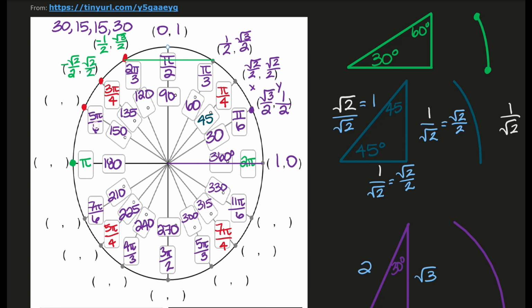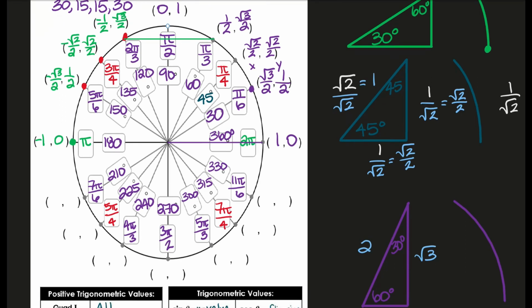5 pi over 6 is in the exact same location as pi over 6. It's just being reflected again over the y-axis. The y value is not changing, just the x. So here I have negative root 3 over 2 and positive 1/2. And then down here at 180 degrees, my radius is on the x-axis, so this is negative 1 and 0.